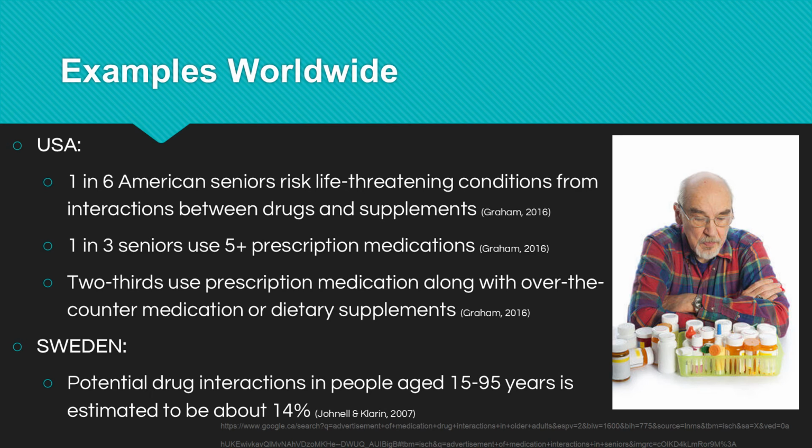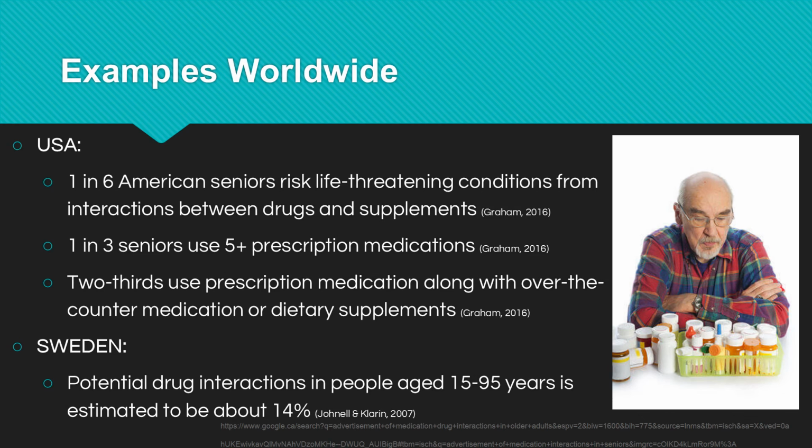Here are some examples that are worldwide. In the United States alone, 1 in 6 American seniors risk life-threatening conditions from interactions between drugs and supplements. The article, When Drugs Collide, states that 1 in 3 seniors use 5 or more prescriptions, and that 2/3 of seniors use prescriptions along with dietary supplements or over-the-counter medications. This rate has doubled since 2005.